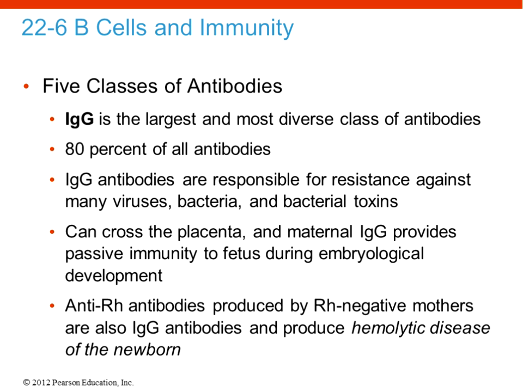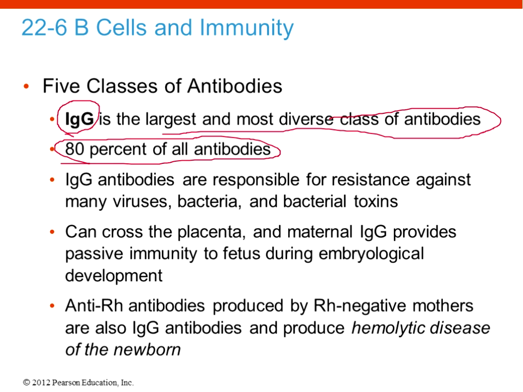Okay? And so I just want to go through each one so you can have a snapshot of what each of these different classes of antibodies are like. First one we're going to go over is IgG. IgG is the largest and most diverse class of antibodies. 80% of all antibodies are IgG. Okay? And IgG antibodies are really important, as you might guess, since they're such a large component.